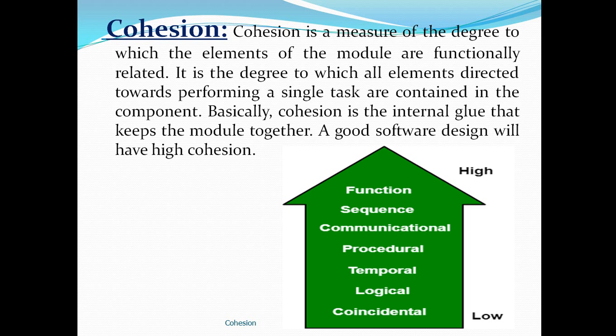A software design should have high cohesion. The degree to which statements are related to each other in a module is known as cohesion. A cohesion can perform a single task.